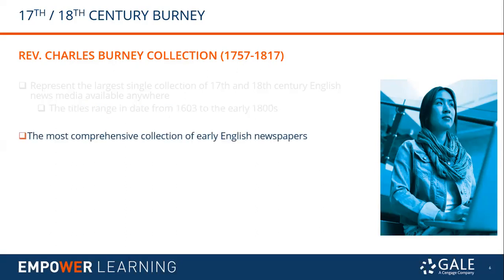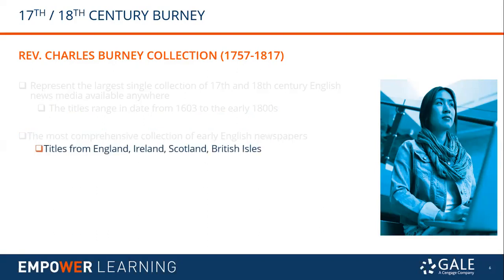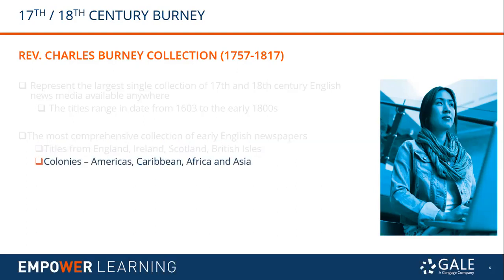His collection is one of the most comprehensive collections of early English newspapers. Here you will find titles from England, Ireland, Scotland, the British Isles, but you also find content from the colonies. So there's content on America, the Caribbean, countries in Africa, and certainly Asia. Specifically, you'll find content on Hong Kong, Singapore, Kenya, Barbados, Jamaica. So if you're looking for specific unique content, you will be able to find a lot of that in Burney.